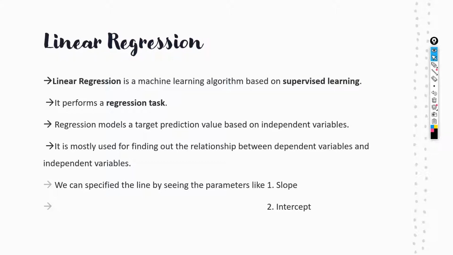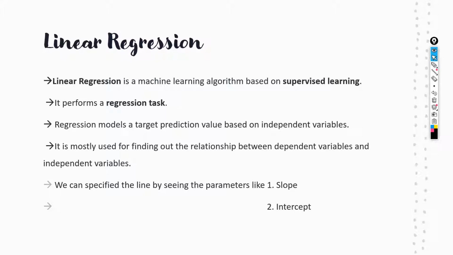Let's start with linear regression. Linear regression is a machine learning algorithm based on supervised learning. It performs regression tasks. Regression models predict target values based on independent variables. The regression model is built on the basis of the independent variables.